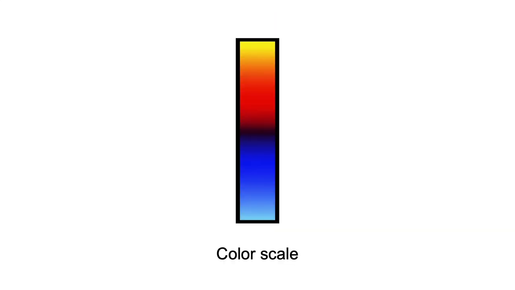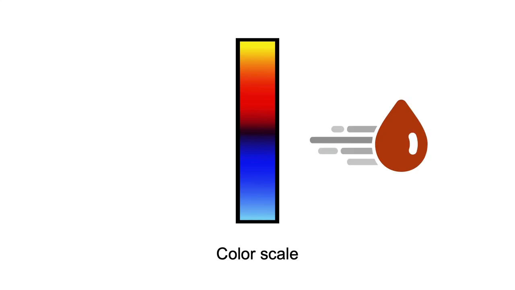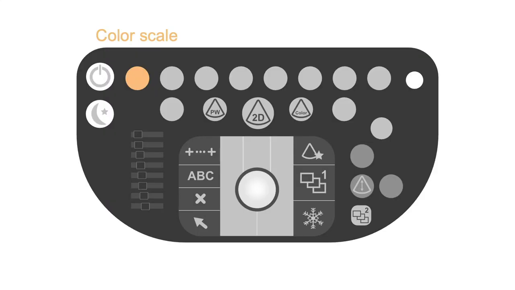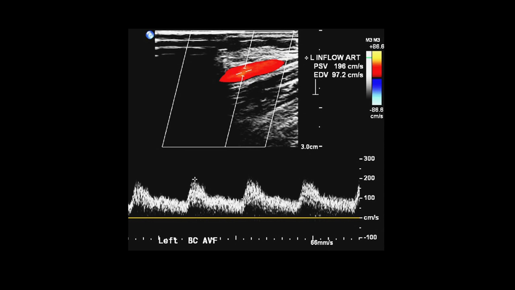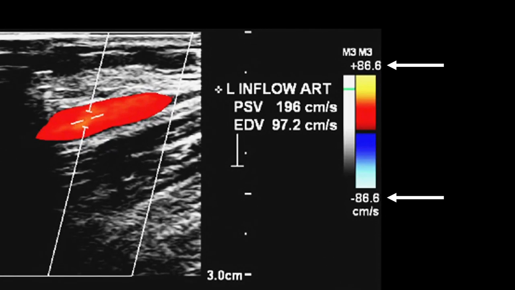Color scale controls the sensitivity of the color application produced by the movement of blood flow. It is a frequently used control that you will need to adjust on the machine to get the optimum image. The color scale can be visualized on the color bar in the upper right of the ultrasound screen. It is displayed as a velocity, as seen on this ultrasound image of the inflow artery from a brachiocephalic fistula. The color scale has been set at 86.6 centimeters a second, displayed at the top and bottom of the scale. This velocity represents the minimum velocity of blood cells that will be translated into color on the screen.